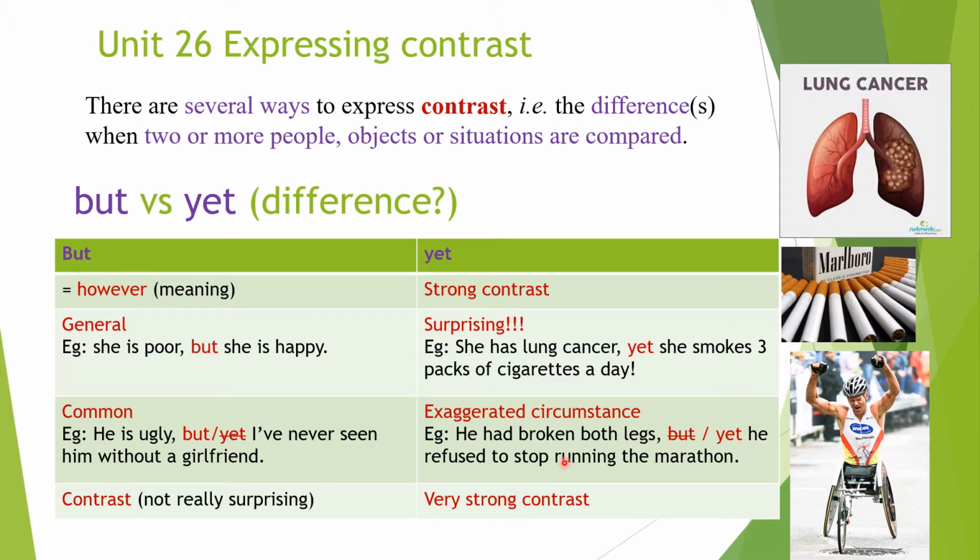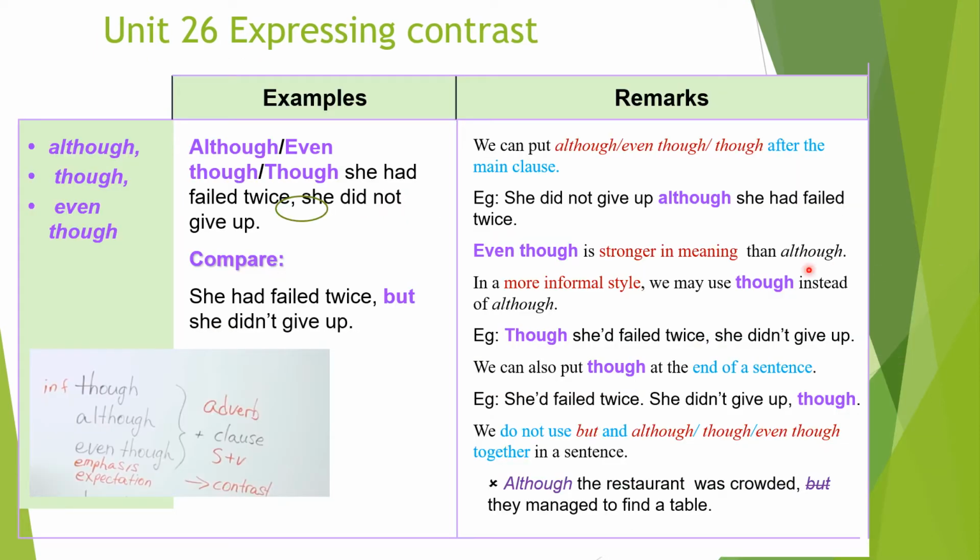So in conclusion, what's the difference between but and yet? We use but to show contrast, and yet for a very strong contrast. Both but and yet show contrast, opposite ideas. The word but is quite normal, general, and nothing special, not really surprising at all. But the word yet has a very strong contrast. It has a surprising result and exaggerated circumstances. All right, that's all for this slide.